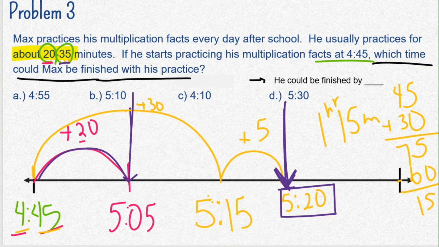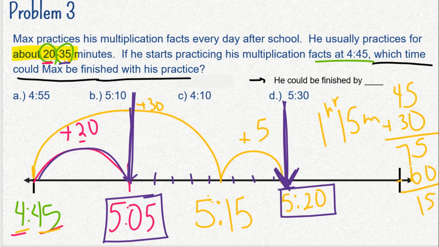So his earliest end time would be 5:05, and his latest end time would be 5:20. But like I said, he can finish any time in between. He could finish at 5:05, 5:06, 5:07, 5:08, 5:09, 5:10, 5:12, 5:15, all the way up to 5:20.